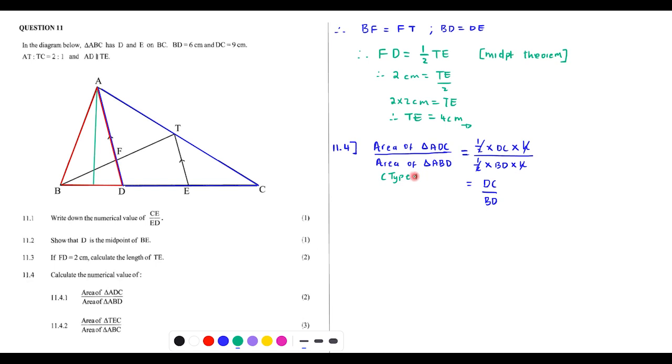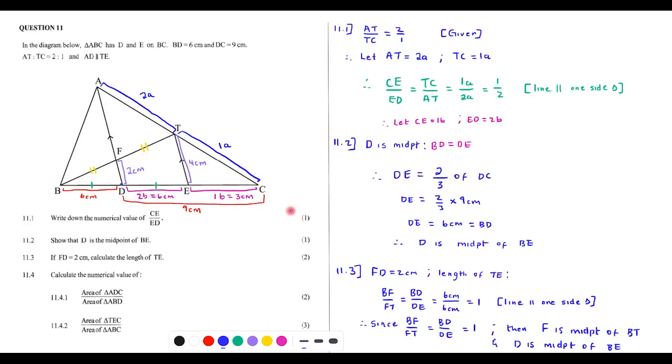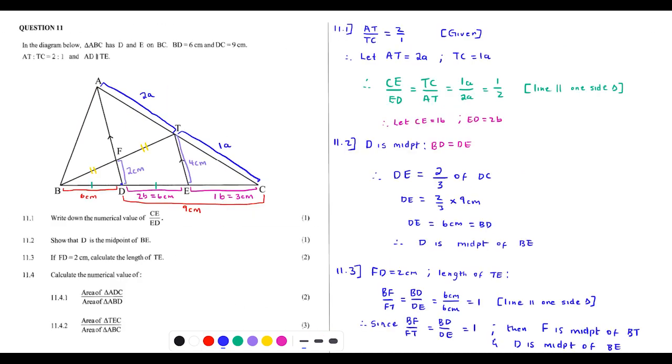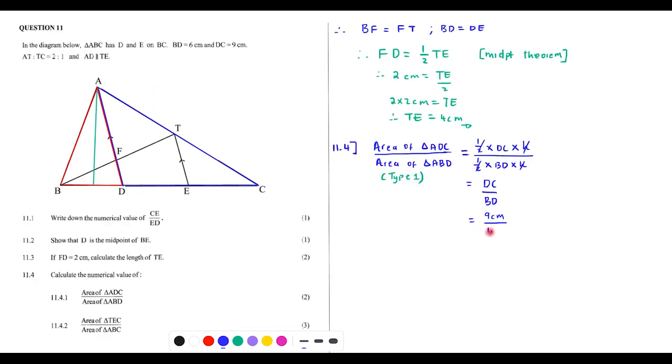Alright, now we're going to go back to the previous slide to see if we had the length or the ratio for DC. Remember, we knew what DC was. DC is 9 centimeters, so we have 9 centimeters over BD, which was 6 centimeters. This gives us 3 over 2, and that is the answer for that one.